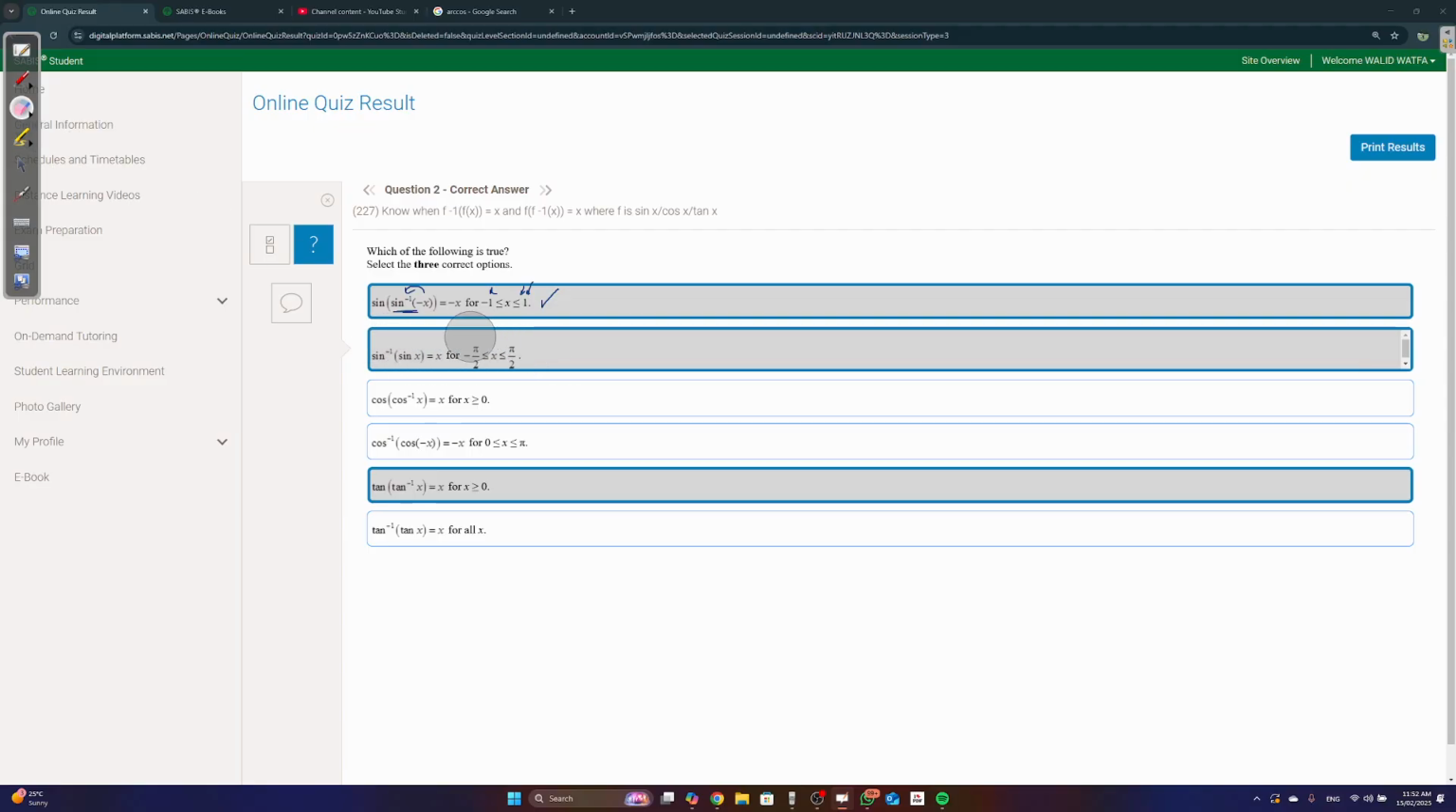But pay attention. Cosine inverse of x. X is falling under cosine inverse. Is the domain of cosine inverse anything greater than 0? No, obviously not. It's correct. Here, x is falling under cosine. What's the domain of cosine? Cosine is in between.